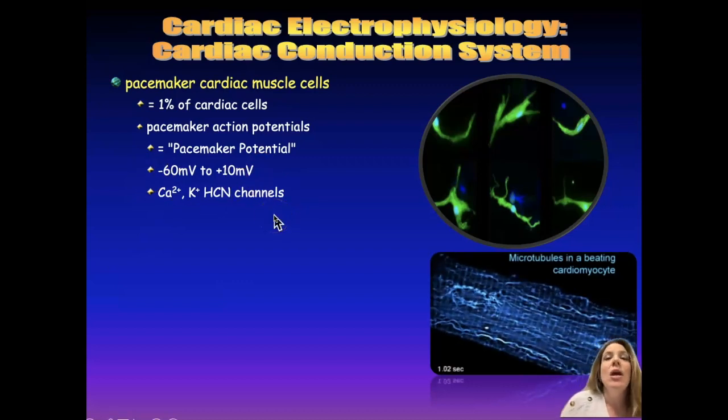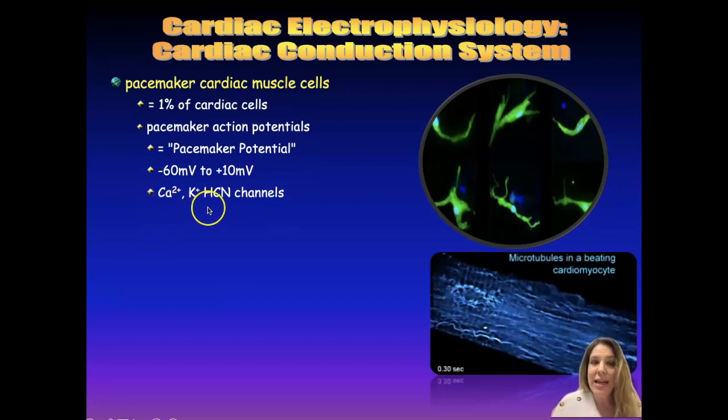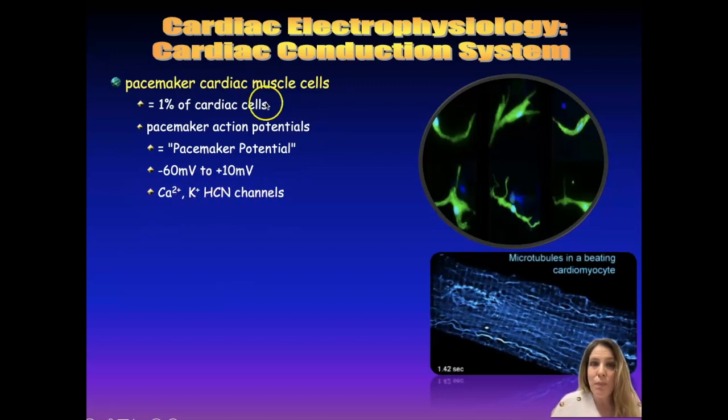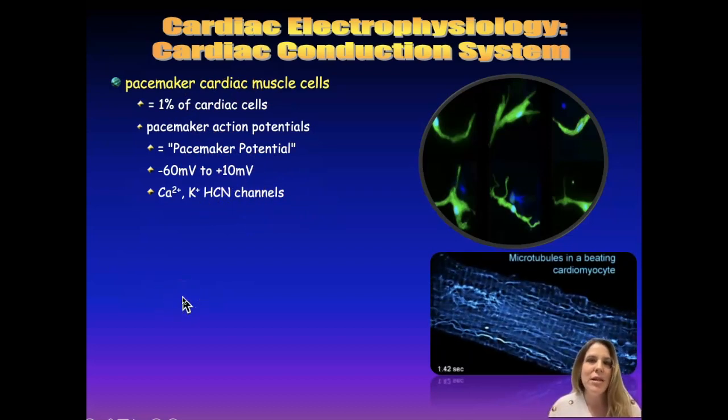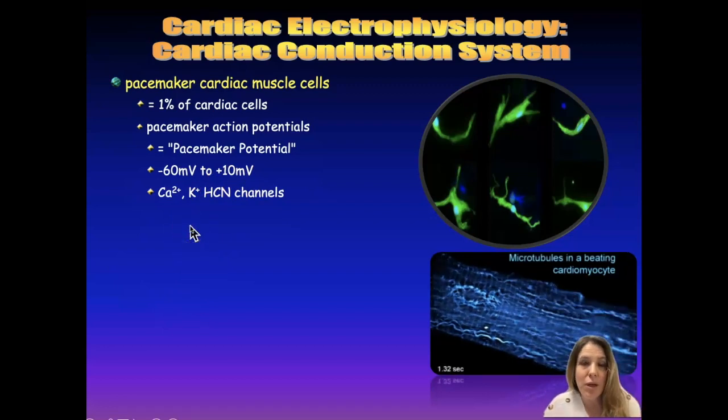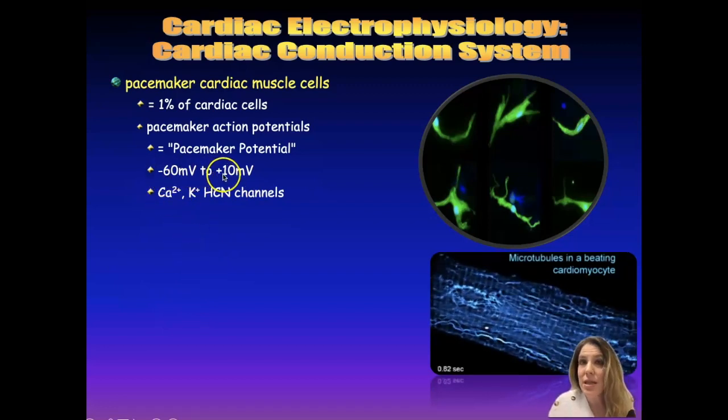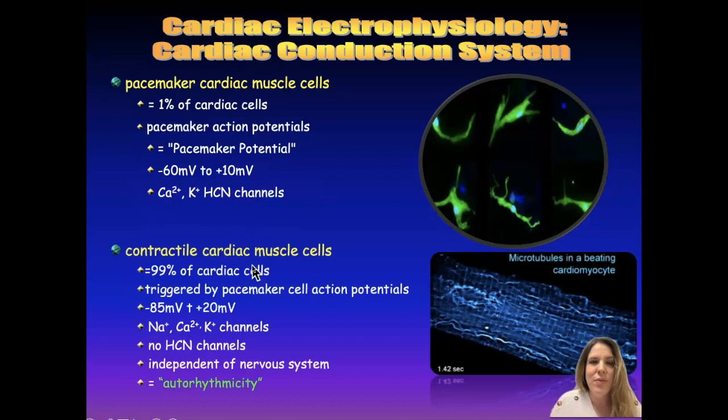Now, when we're talking about protein channels for pacemaker cells, we're really not going to be talking about sodium channels. We're going to be talking about calcium channels, potassium channels, and HCN channels. Pacemaker cells are the only ones that are going to really use these HCN channels. You'll see in a second that the other type of cells, contractile cells, are going to use a different type of channel instead of HCN. So take home here: pacemaker cells, negative 60 to positive 10 millivolts, calcium, potassium, and HCN channels.